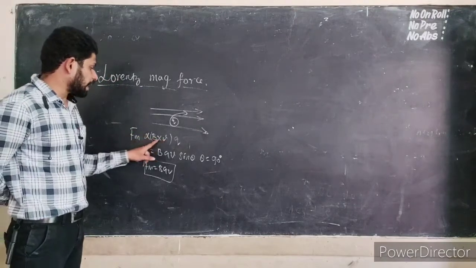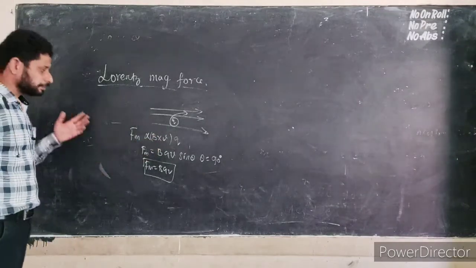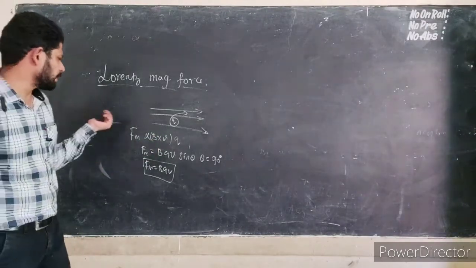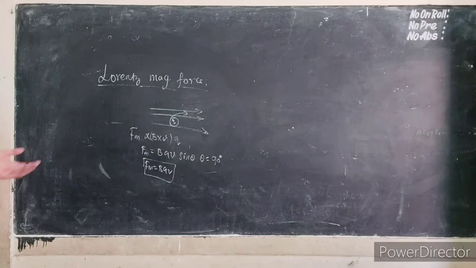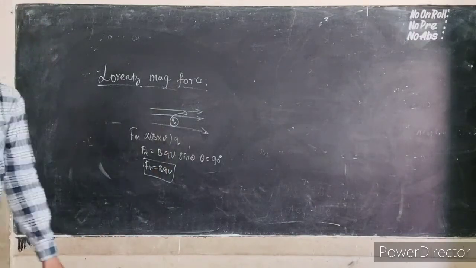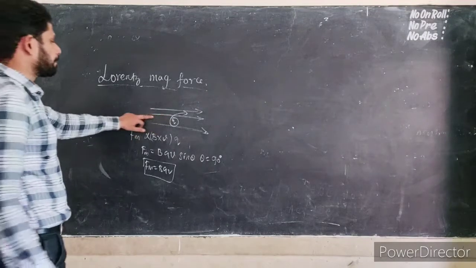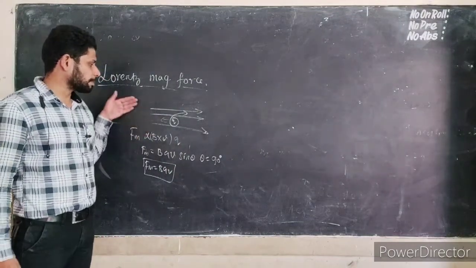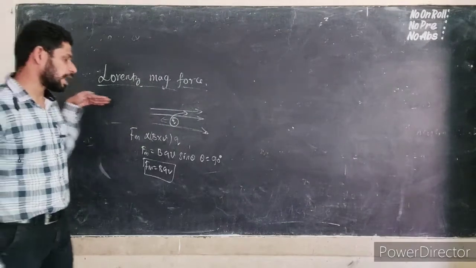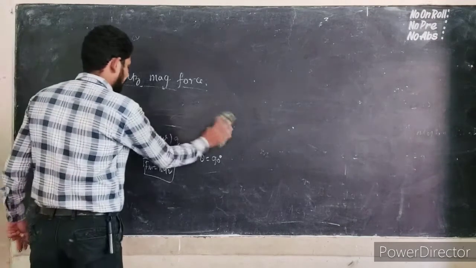The velocity and the magnetic field should be perpendicular. The direction of the force is always perpendicular to both the magnetic field and the velocity. For a negative charge, the force is on the opposite side of the direction of the magnetic field. For a positive charge, it is along the direction of the magnetic field. Based on this, cyclotrons also work on the principle of the magnetic Lorentz force.